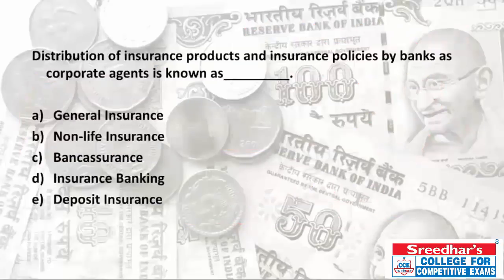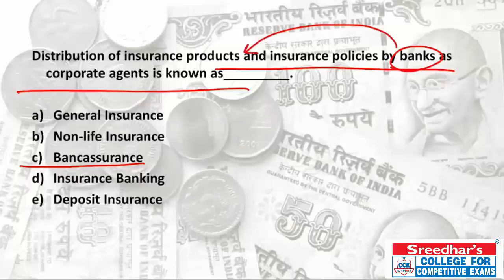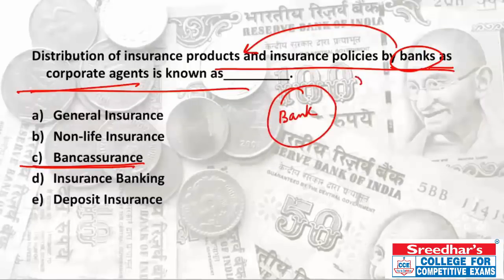Distribution of insurance products and insurance policies by banks as corporate agents is known as bank assurance. When a bank is distributing the insurance products and insurance policies like a corporate agent, we call it bank assurance. Here we can say there is an agreement between the bank and the insurance company.